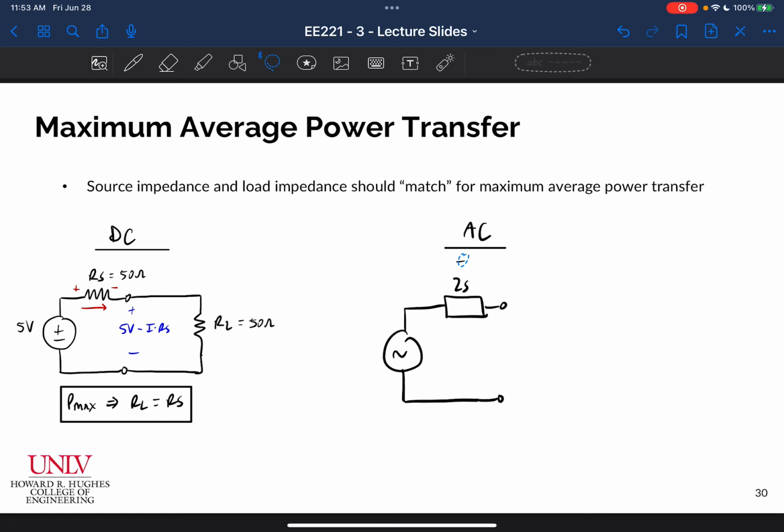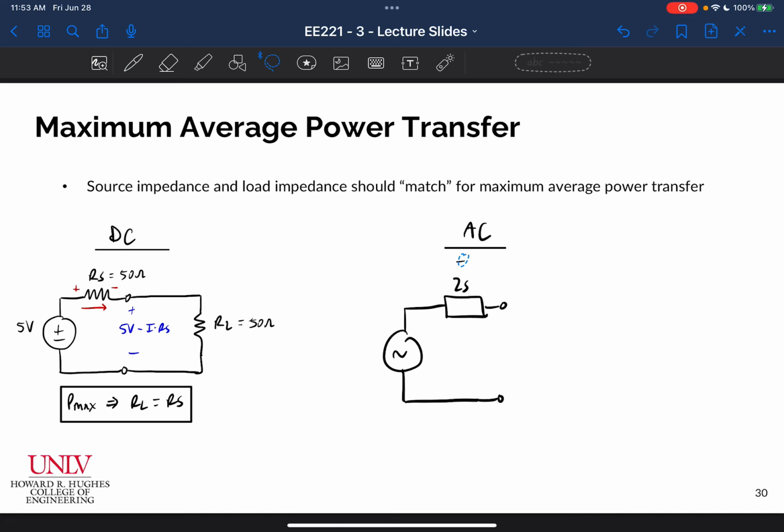And so the question is, what load do I connect in order to maximize the amount of power that I get at the load? Again, this is my VS. This would be V out. All right. And so the case for AC is that power is maximized when ZL is equal to the conjugate of ZS, the complex conjugate. What does that mean?